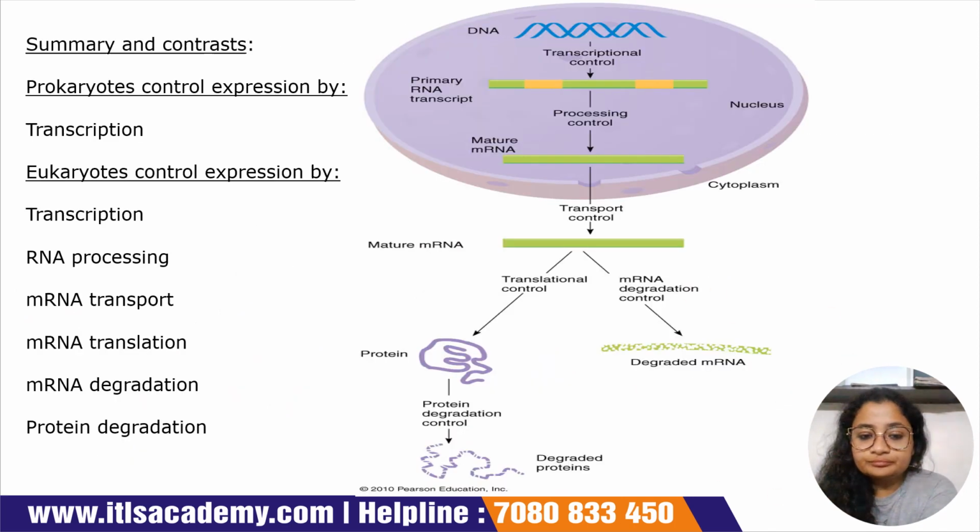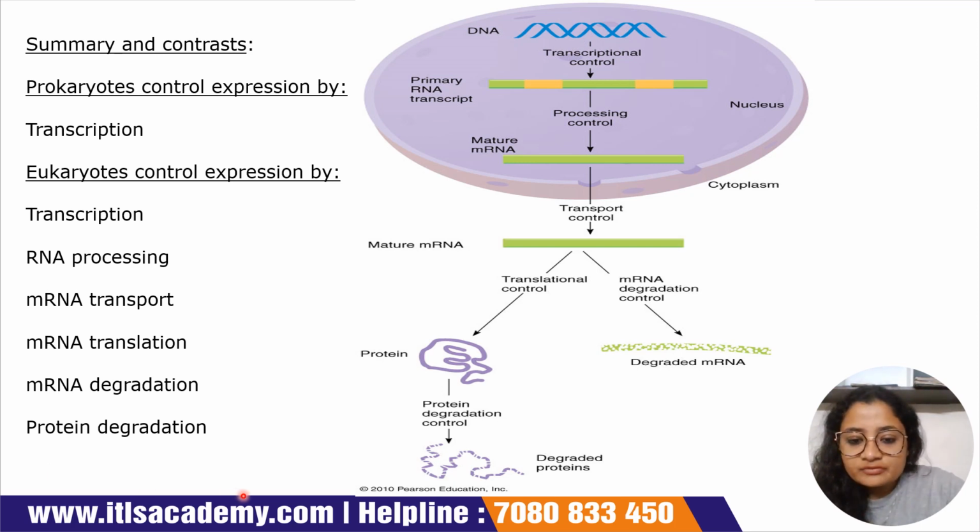Okay, so what is the summary? Prokaryotic gene expression will be controlled by transcription, while eukaryotic gene expression will be controlled by all these following factors. What are they? Transcription, RNA processing, mRNA transport, mRNA translation, mRNA degradation, and protein degradation. Last but not the least.